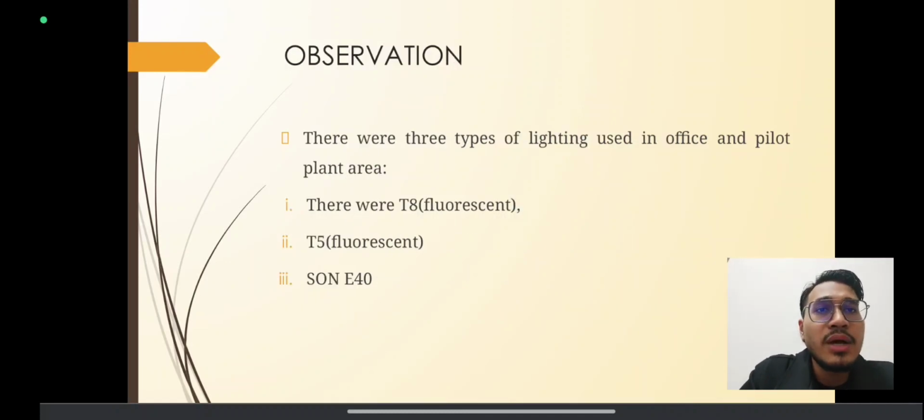For the observation part, there are three types of lighting used in the office and also the pilot plant area. The first one is T8 fluorescent, then T5 fluorescent, and SON E40. The difference between the T8 and T5 fluorescent is that the diameter of T8 is quite wider or quite large compared to the diameter of T5. And the SON E40 is a spotlight type of light.